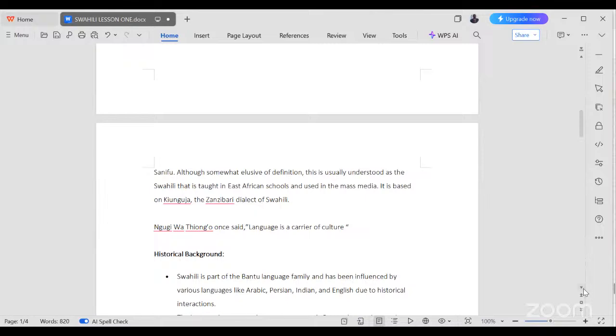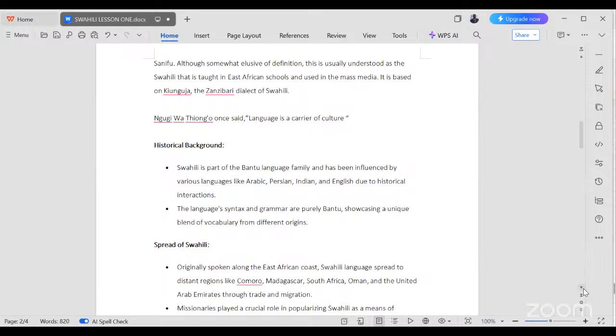Now, to give the historical background that I was giving, Swahili is part of the Bantu language family, and has been influenced by various languages. As I said, it developed as a lingua franca, as a mode of communication between the Arabs, the Persians, the Indians, and the Portuguese and the Englishmen who were exploiting and exploring around the eastern coast of Africa. The same way languages like Pidgin or Creole developed as a medium of language on the west coast during the exploration or exploitation, Swahili also developed so.